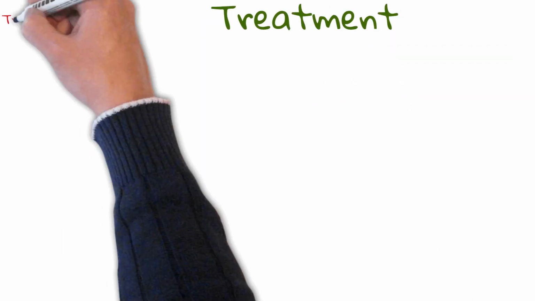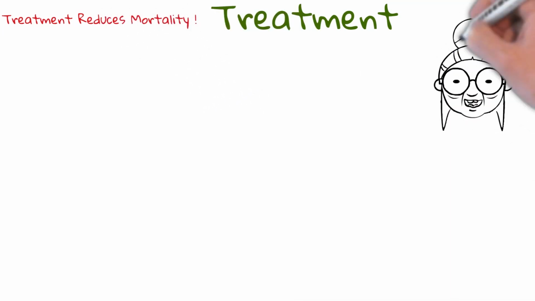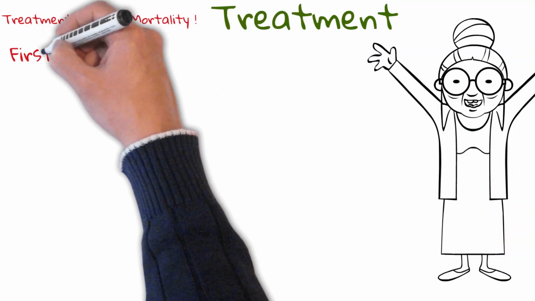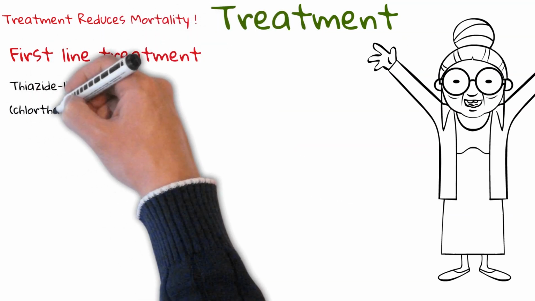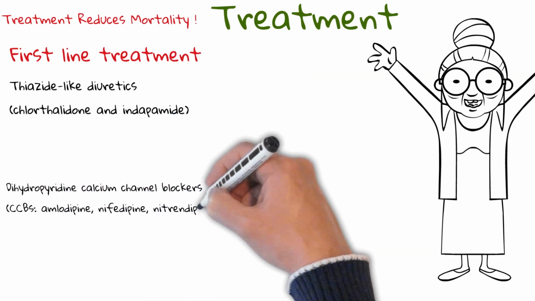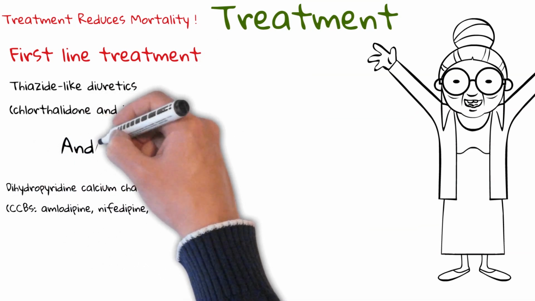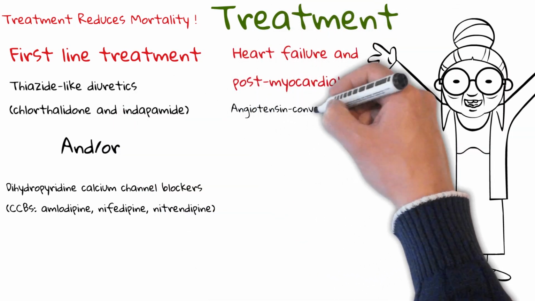Active treatment of isolated systolic hypertension in older adults resulted in significant reductions in all-cause mortality. That's why treatment is important. First-line treatment is thiazide-like diuretics and calcium channel blockers because they reduce the risk of stroke and other morbidities in patients with isolated systolic hypertension.